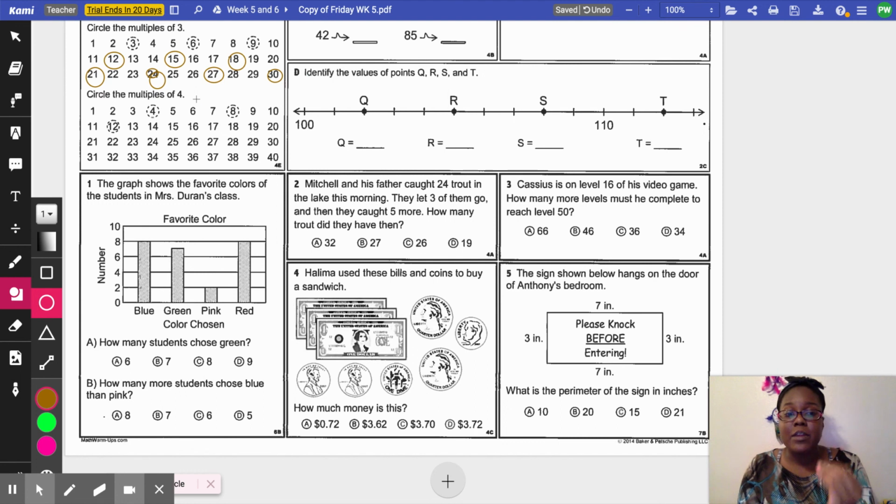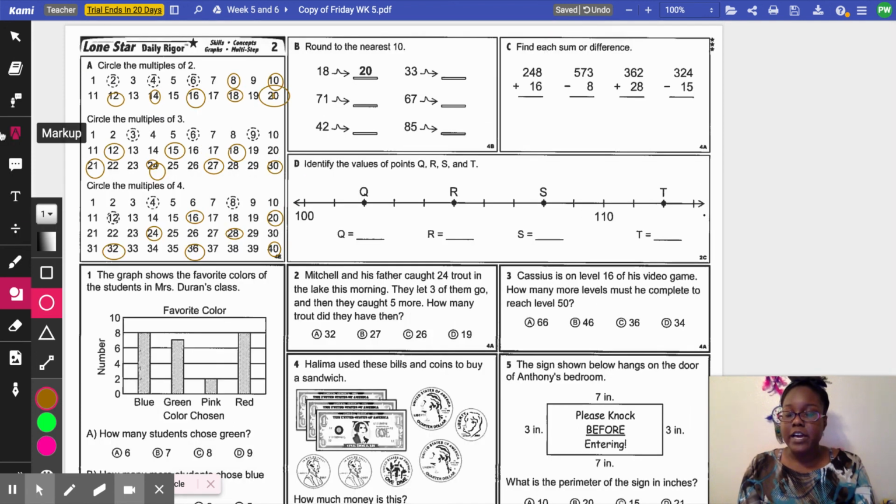On the next one, multiples of 4. That means you're counting by 4s. If you don't know how to count by 4s, you can start at the number you're at and count 4 more. 1, 2, 3, 4. Okay? Starting over at the beginning, we have 4, 8, 12, 16, 20. Then you've got 24, 28, 32, 36, and 40.